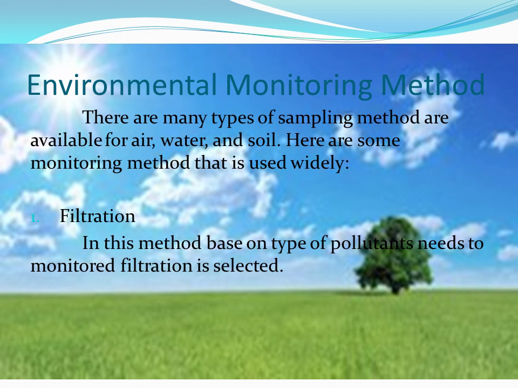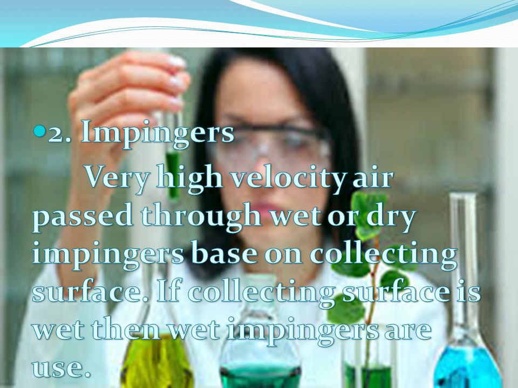Here are some monitoring methods that are used widely. Filtration. In this method, filtration is selected based on the type of pollutants that need to be monitored. Impingers. Very high velocity air passes through wet or dry impingers based on the collecting surface. If the collecting surface is wet, then wet impingers are used.